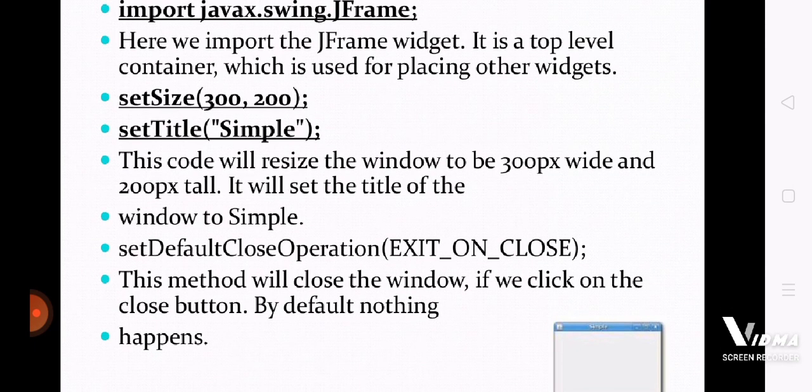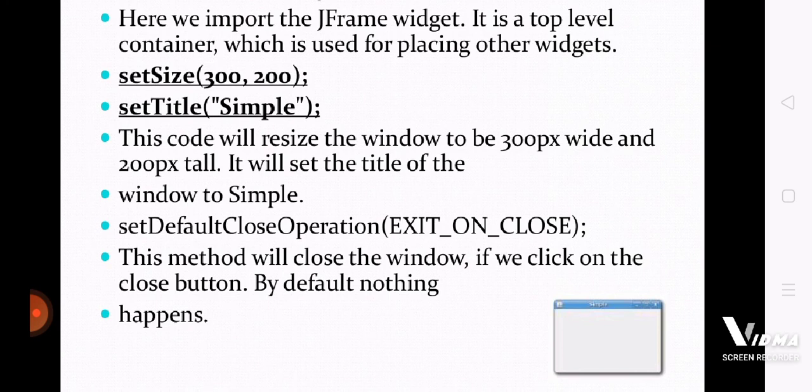So setTitle and setSize are the methods by which we have chosen the size of our frame, that is 300 and 200 in dimension. setTitle means that if you want to give this frame a title, a name on its title bar, you pass that name. At this time the title of this frame is Simple. This code will resize the window to be 300 pixels wide and 200 pixels tall and it will set the title of the window to Simple. Okay, setDefaultCloseOperation. What does it do? This method will close the window if we click on the close button. By default, nothing happens. Now look at it, you will have a JFrame like this.